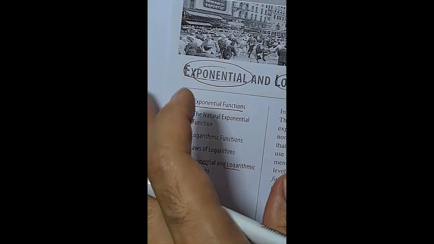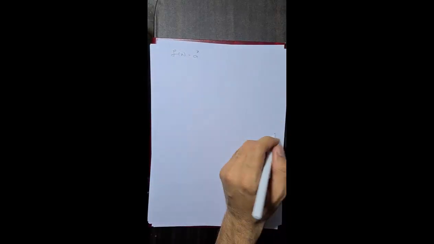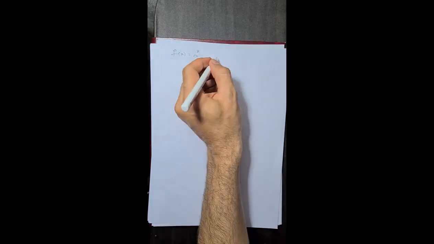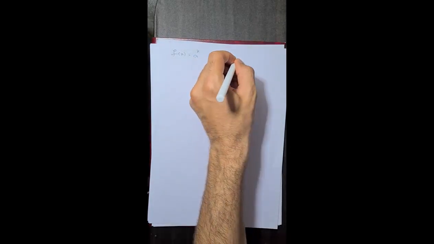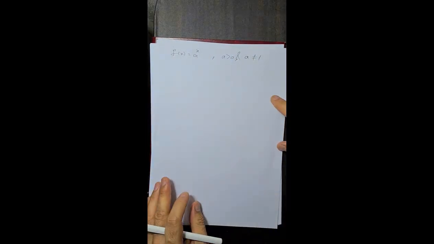So in the exponential function in 4.1, we have what? We have the exponential function. The important thing here is the function f of x equals a to the power x, and the graph of this example is very important. The condition is a greater than 0 and a not equal to 1. The condition should be like that. It's not a problem for you.